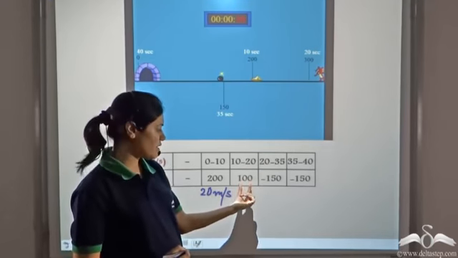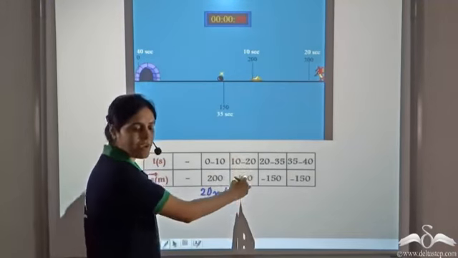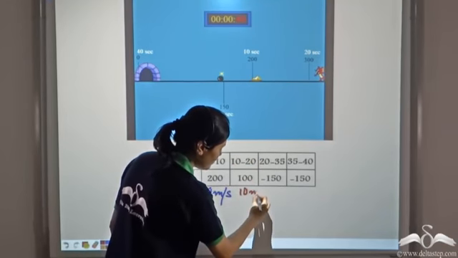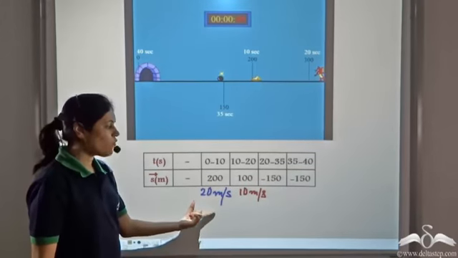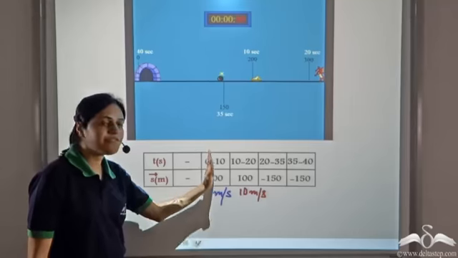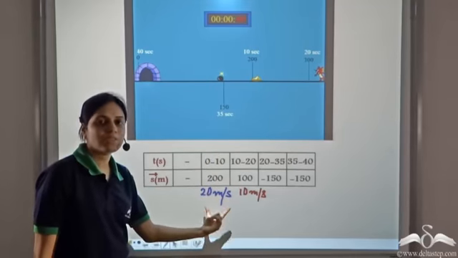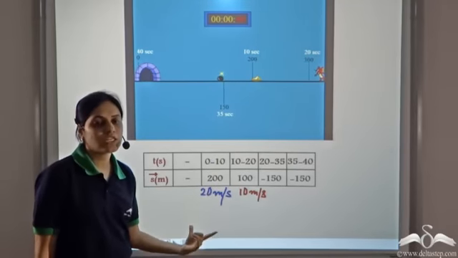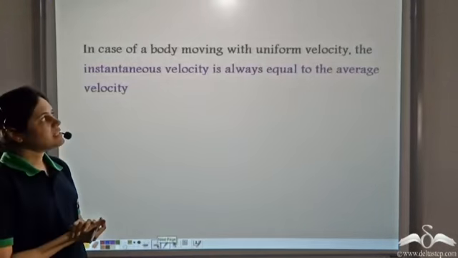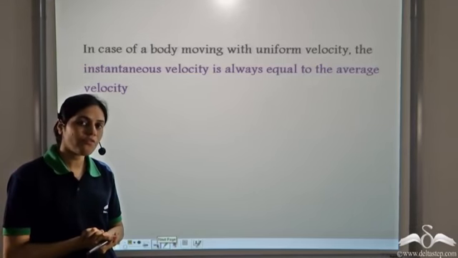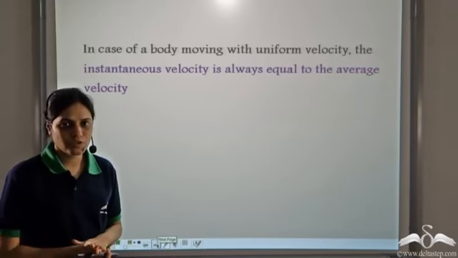In this stretch, displacement is 100 meters, time taken is 10 seconds. So, velocity is 100 divided by 10, that is 10 meters per second. Similarly, we can calculate for the others. So, what is the velocity of Jerry at the 5th second? At the 5th second, velocity of Jerry is 20 meters per second. So, this is the instantaneous velocity of Jerry at the 5th second. And in case of a body moving with uniform velocity, the instantaneous velocity is always equal to the average velocity.